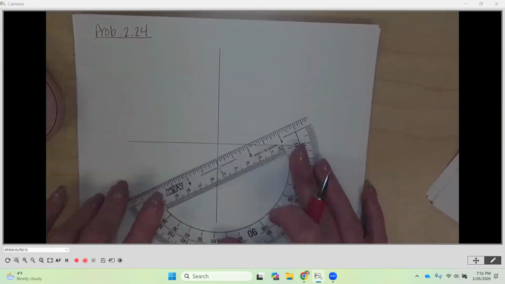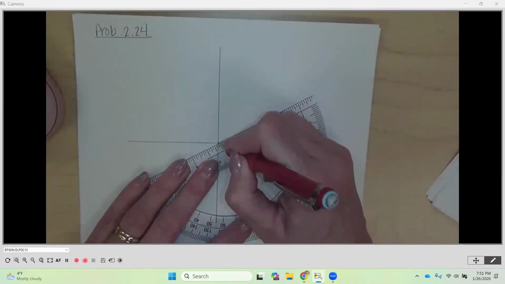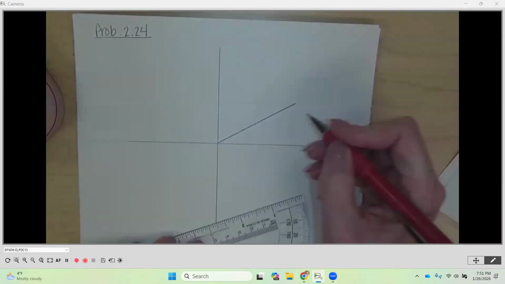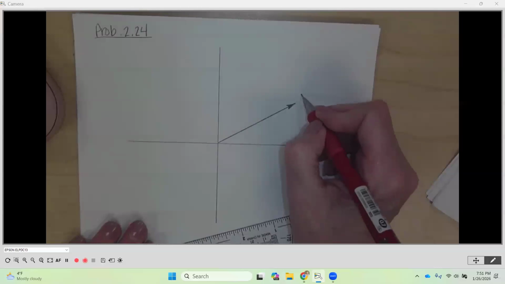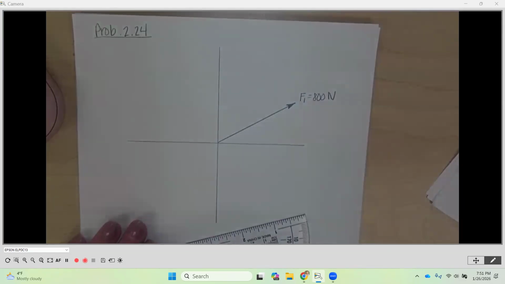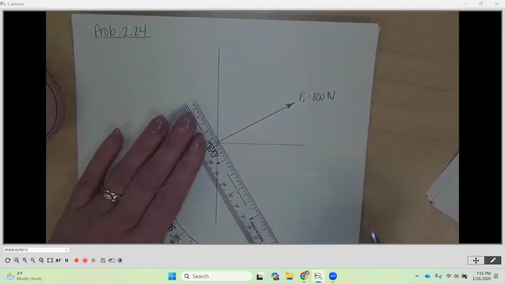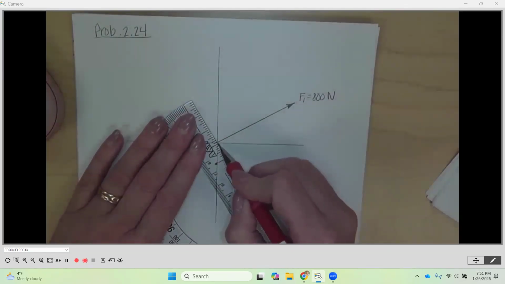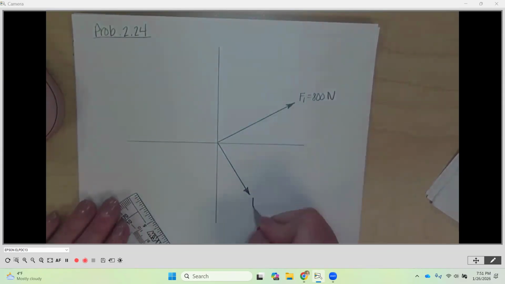Okay, so now our first vector is going up and to the right. They haven't labeled it anything, so we're going to call this F1, and this is going to be 800 newtons. Then we've got, call this F2, and this is 408 newtons.